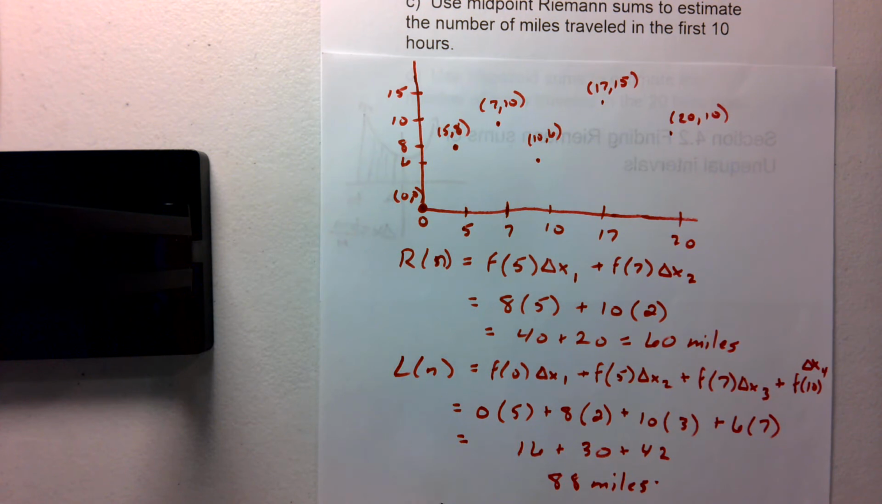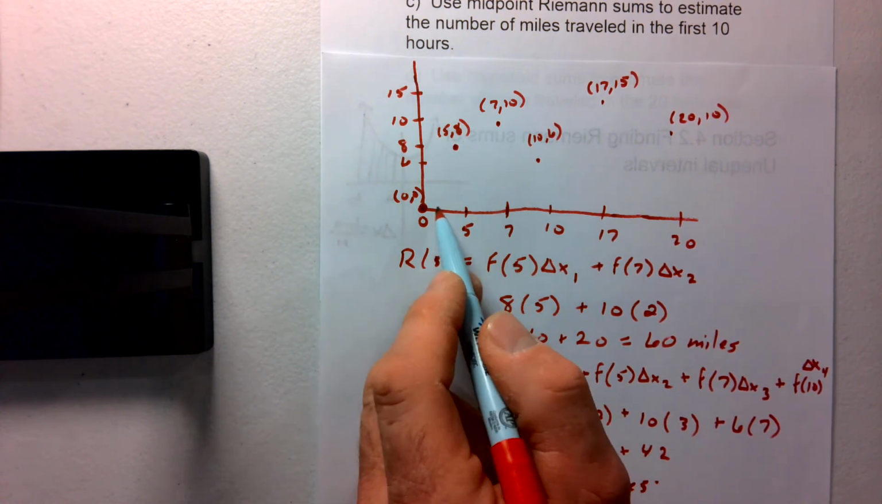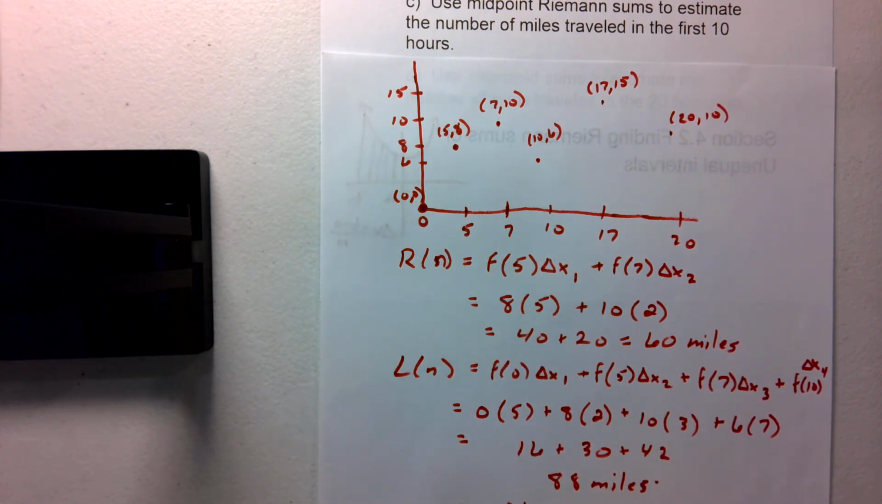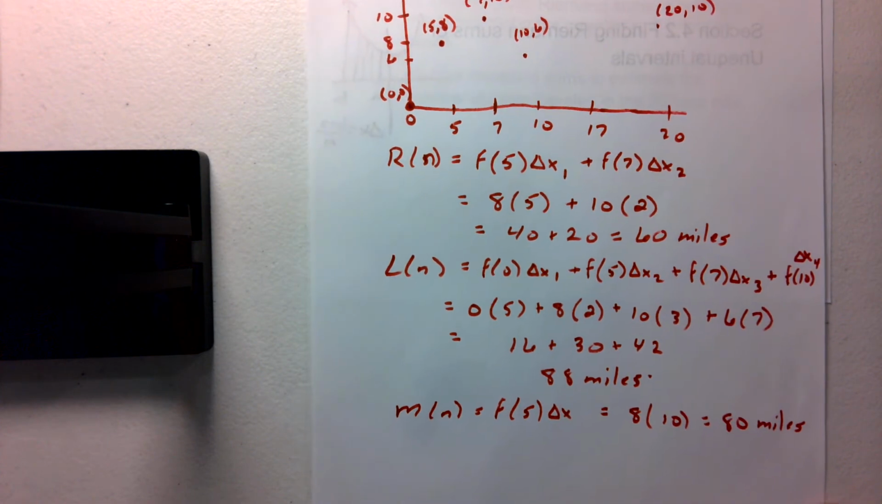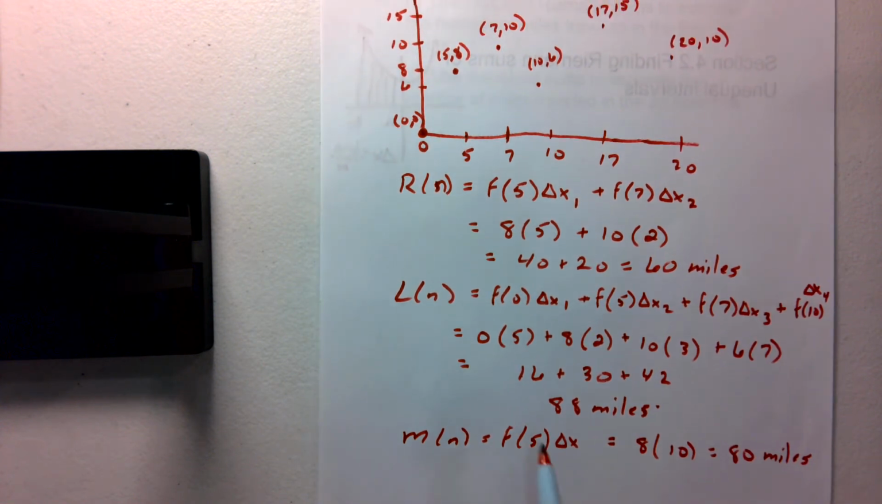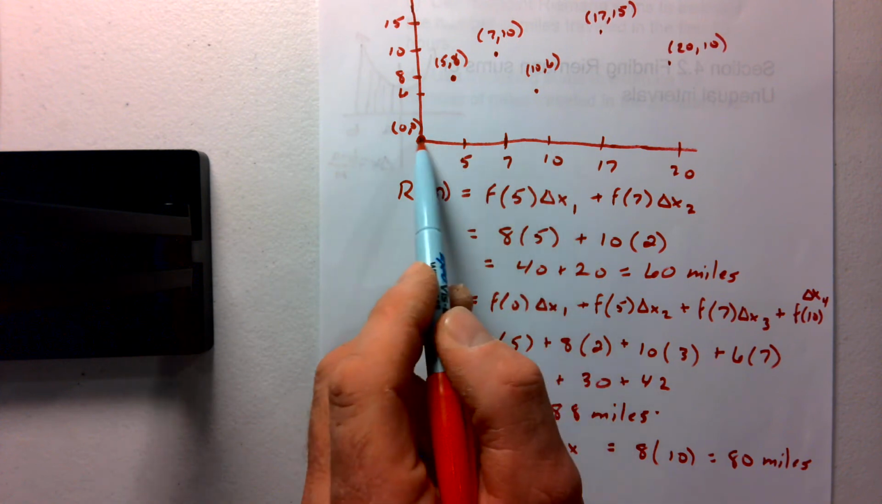So for my midpoint, I'm going to have f of 5 times my delta x, which f of 5 is going to be 8, and my delta x is going to be the entire distance, in this case, 10. So that's going to give me 80 miles traveled. Oh, I guess you couldn't see that, could you? So we took f of 5 times delta x, which was 8 times 10, which gave us 80 miles. Okay. So midpoint, a little more confusing and a little more irritating, I think, for most people, because you have to figure out what midpoints we know.